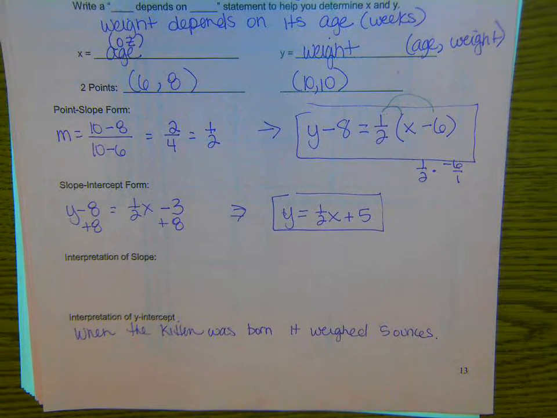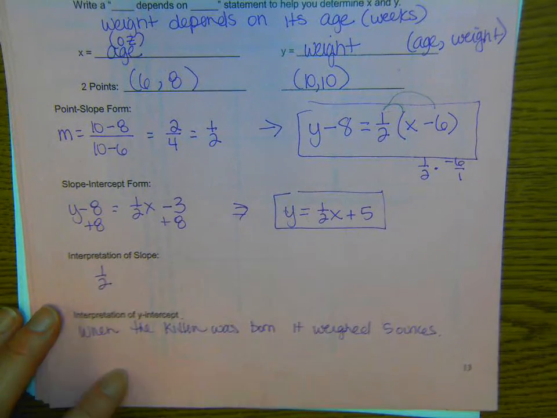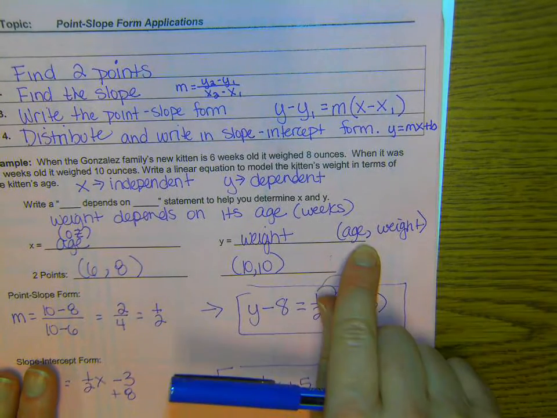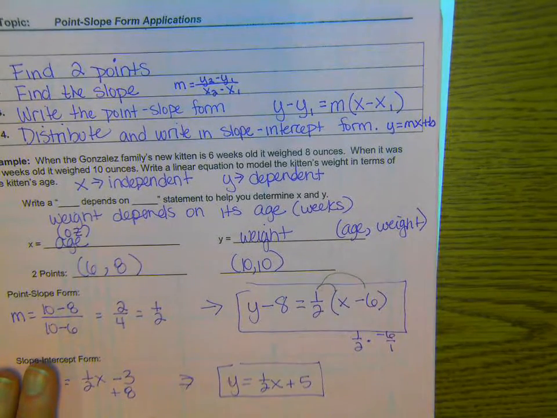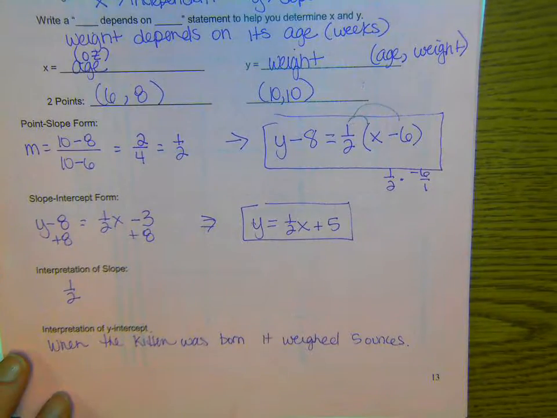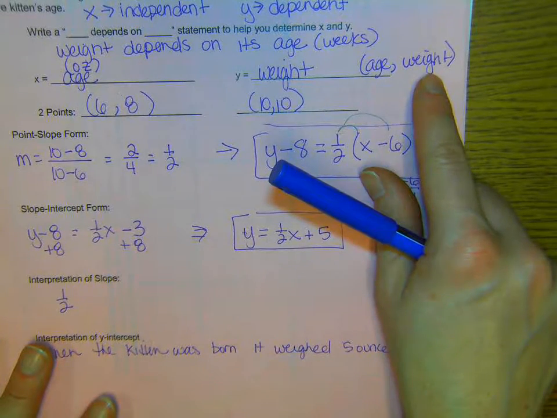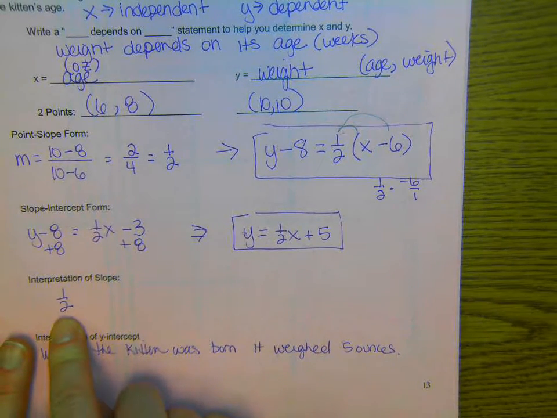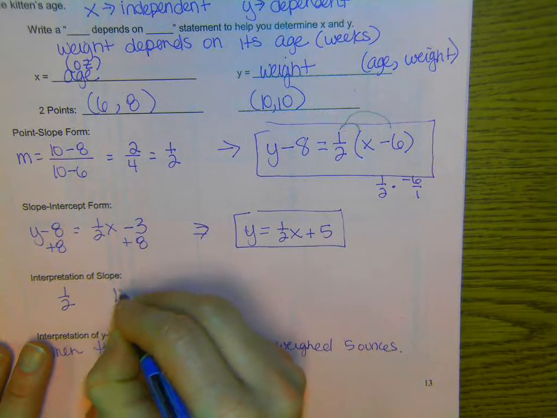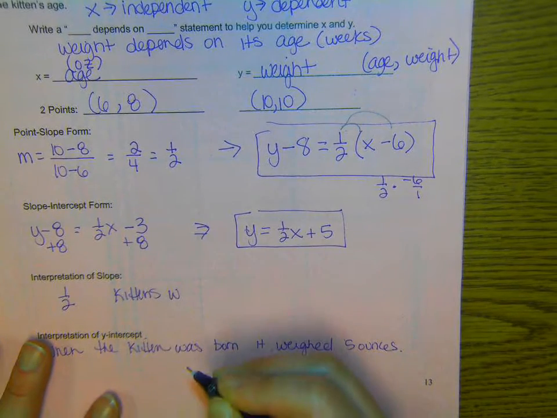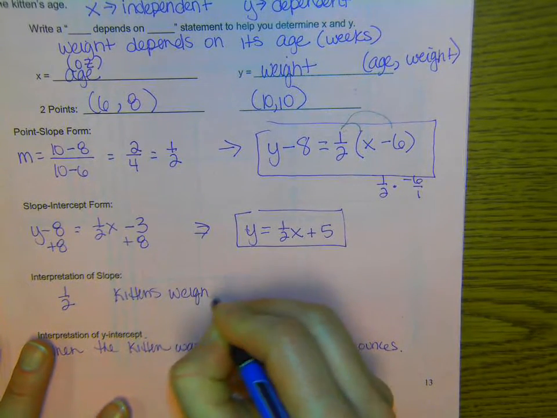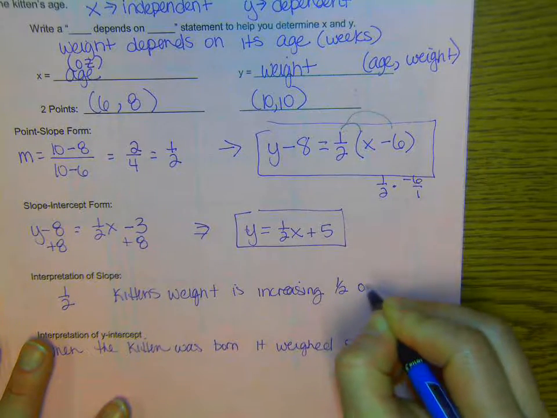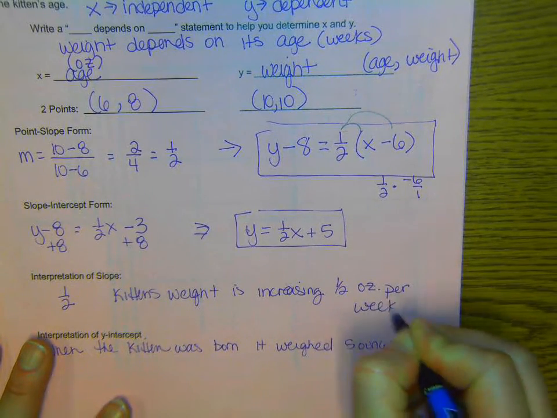Okay, what's the slope? The slope is 1/2. What does that mean? Change in y over change in x. Change in weight over change in age. Sure. What does that mean in this problem? Well, what's the measurement of weight? What were we using? Ounces. And what was our measurement of age? So how is the weight changing per week? Okay, the kitten's weight is increasing a 1/2 ounce per week. Or you could say 1 ounce every 2 weeks if you want.